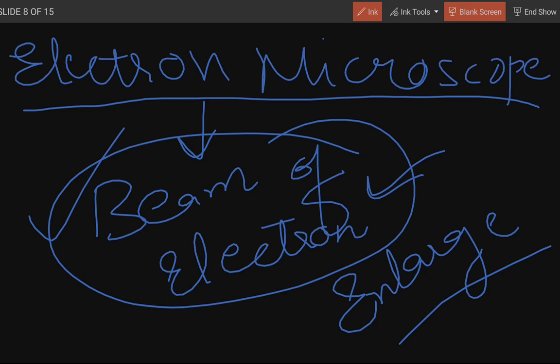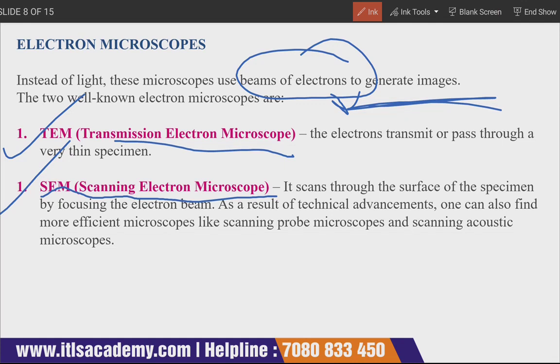So here, since its name suggests electron, it is using the beam of electrons. Similar is the case with the light microscope: since the name suggests light, they use a beam of light, right? So they use a beam of light to generate the image.